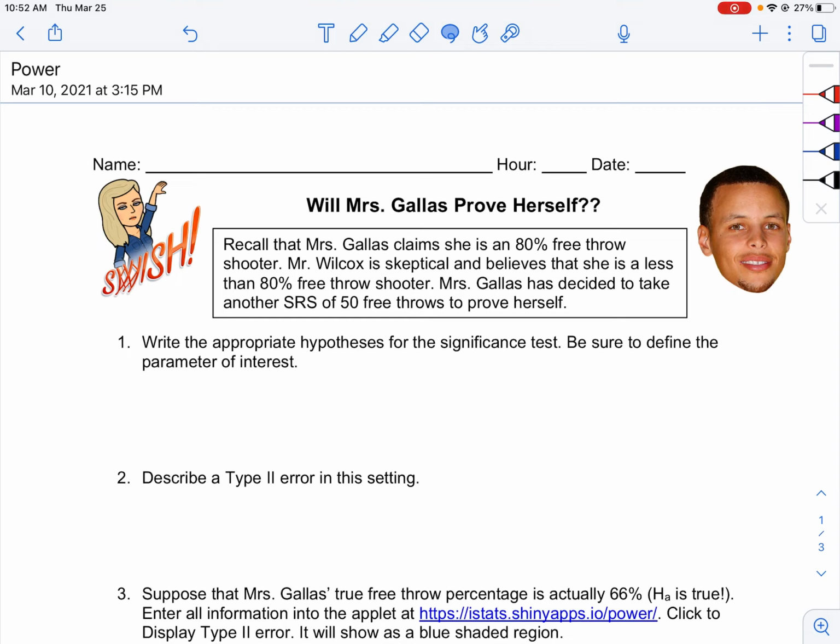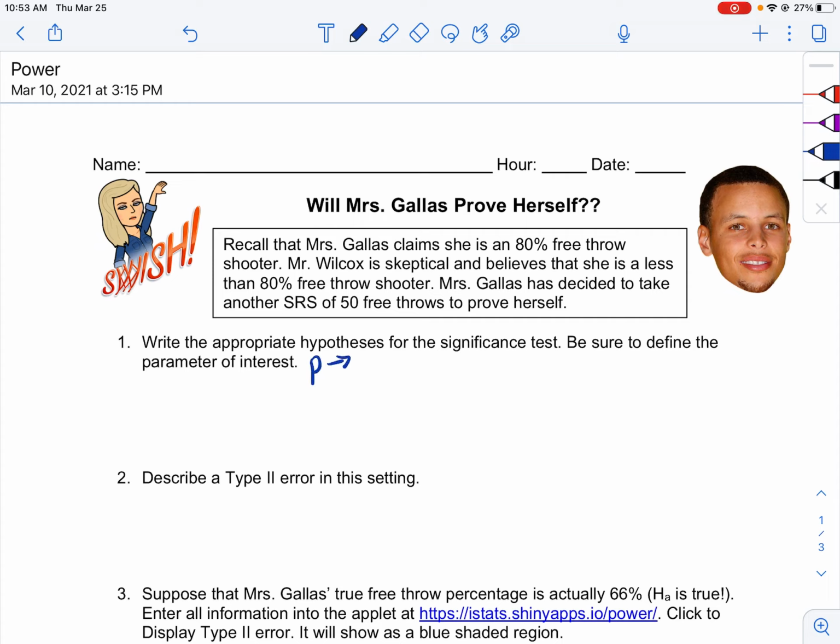Power. So let's start. Recall that Mrs. Gallas claims that she's an 80% free throw shooter. Mr. Wilcox is skeptical and believes that she is a less than 80% free throw shooter. Mrs. Gallas has decided to take another SRS of 50 free throws to prove herself. So let us write our hypothesis and define our parameter.